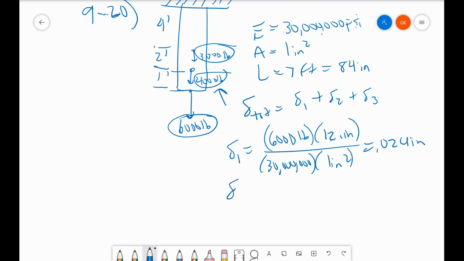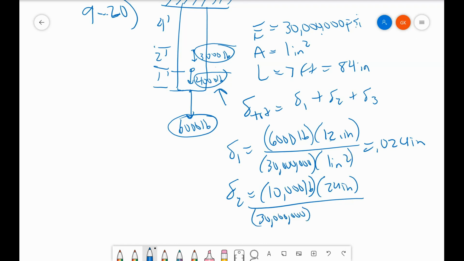So delta 2 is going to be feeling both of those forces. It feels 10,000 pounds, and it feels a 2 foot length because that's the distance until the next force. So 24 inches, all over 30 million times 1 inch squared. That's going to be equal to 0.0080 inches.